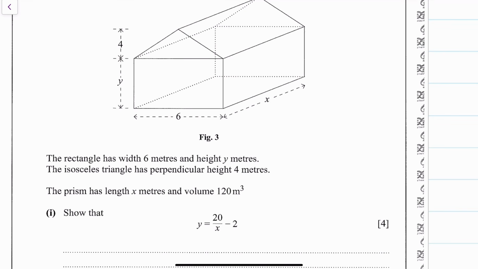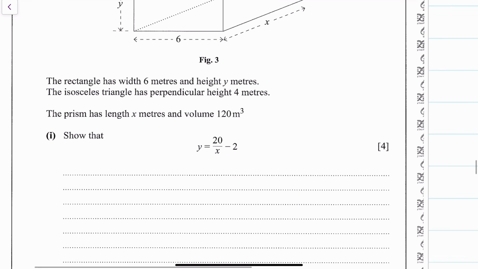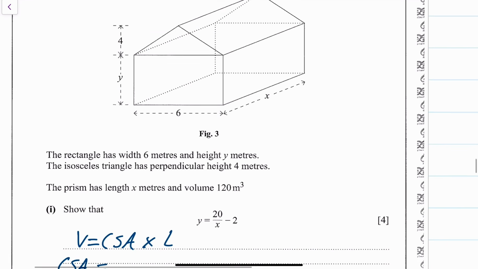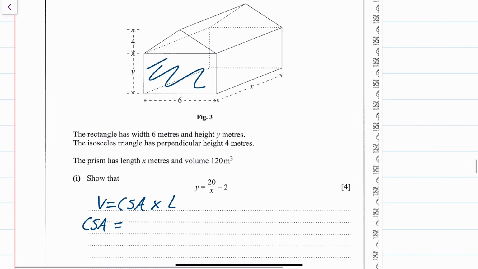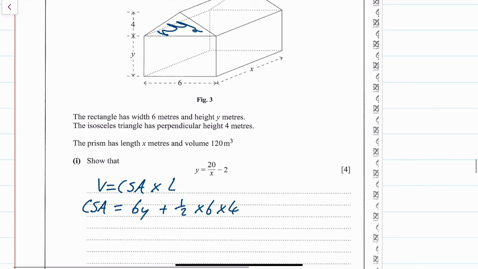So, right, first of all, let's make a start. We'll just say volume is equal to your cross-sectional area times your length. So your cross-sectional area, we'll work this out. So we've got this rectangle first of all. That's easy, that's 6y. Then we've got this triangle. And, oh, it's just half base times height. So half times 6 times 4. That means my cross-sectional area is just 6y plus 12.